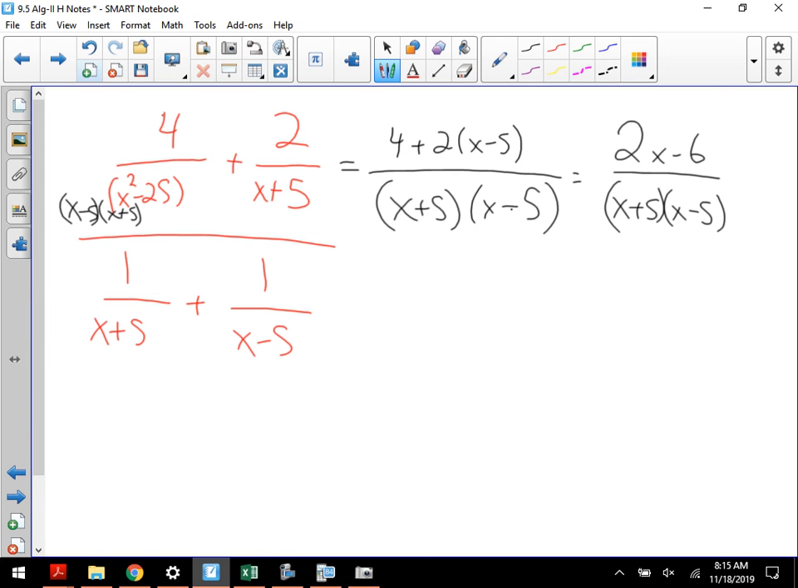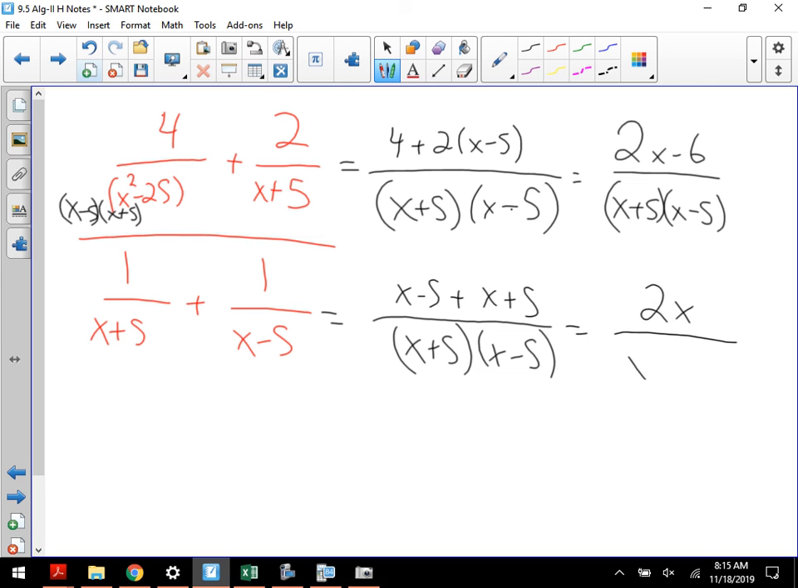The bottom one, pretty easy again. You wind up with x plus 5, x minus 5. The fraction on the left needs the x minus 5. The other one needs the x plus 5. And that just gives me 2x. Keep, flip the bottom.